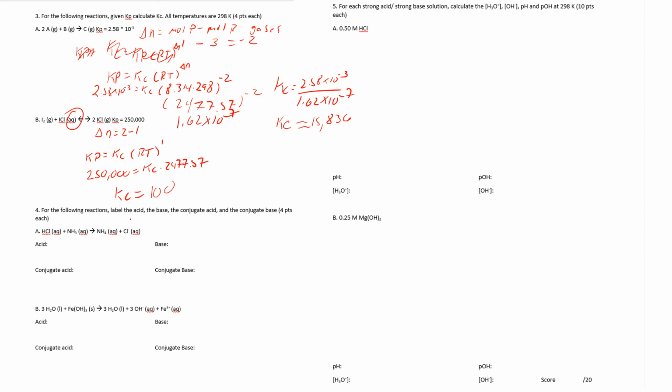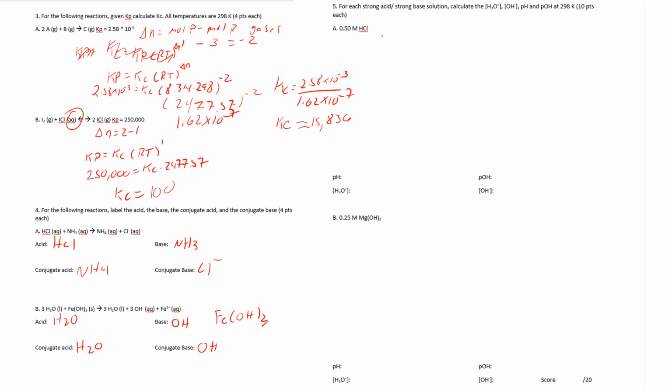Alright, next one, we are just looking at equations and seeing if we understand our terminology. So HCl is our acid, NH3 is our base. Remember, the conjugate acid compared to the base just gets one more hydrogen. So NH4, then Cl minus. Here, H2O is our acid, OH is our base. I would have been okay with FeOH3 there as your base as well. Your conjugate acid, though, is H2O, and your conjugate base is OH. Iron should not appear here because it is not acting as a conjugate.